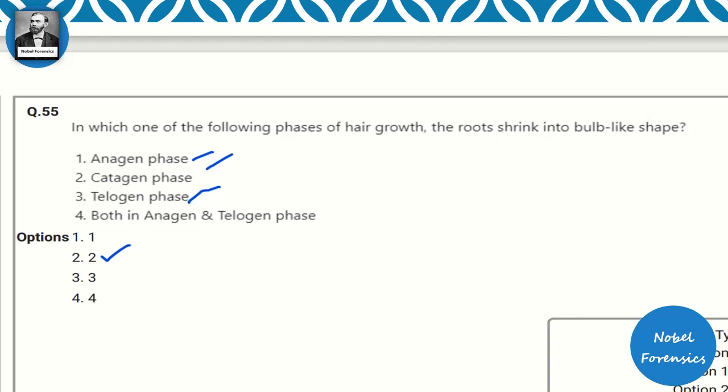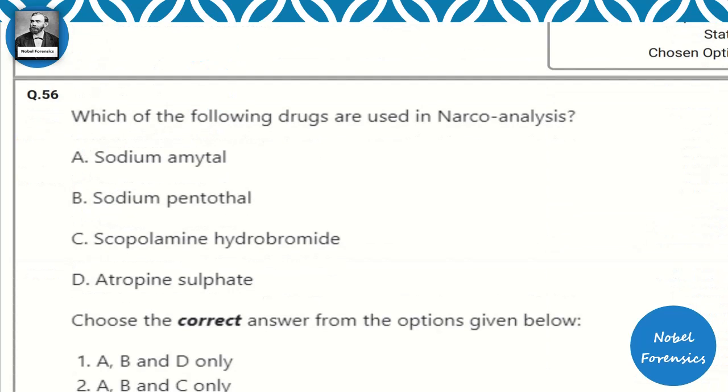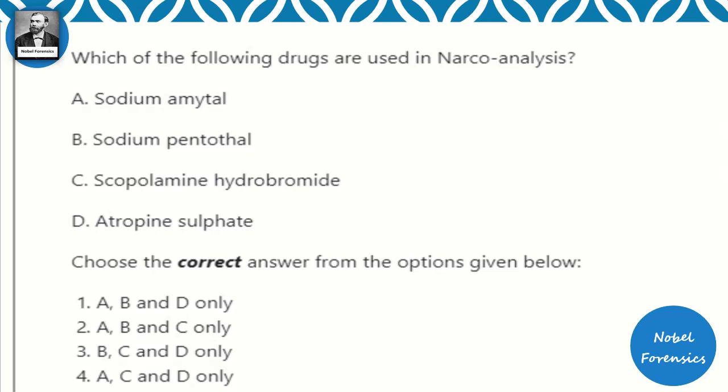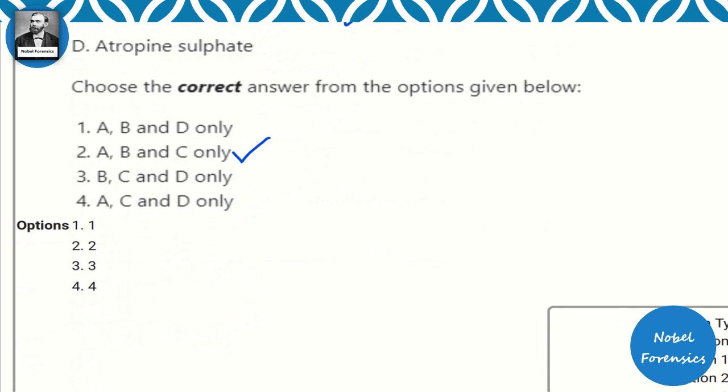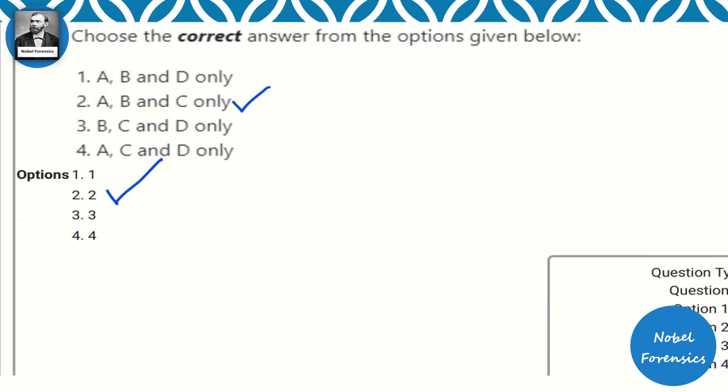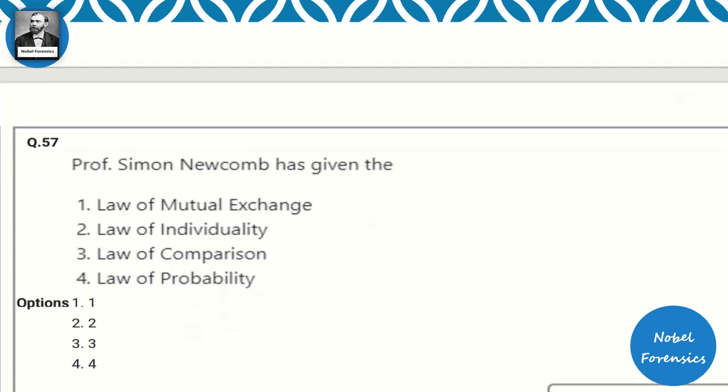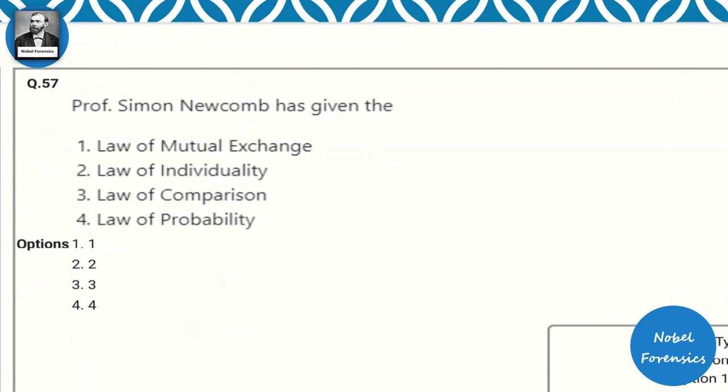Option 2 is correct. Then coming to the 56th, which of the following drugs are used in narco-analysis? The basic drugs used for the truth drug analysis or narco-analysis are sodium amytal, sodium pentothal and scopolamine hydrobromide. These 3 are the basic drugs used for narco-analysis. A, B and C are correct. So option 2 is correct for this question. Next coming to the 57th, Professor Simon Newcomb has given the.